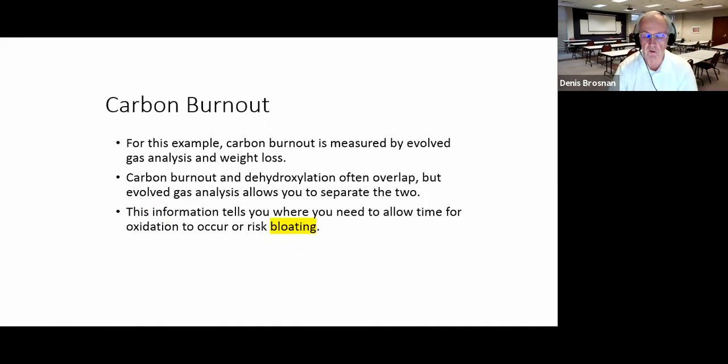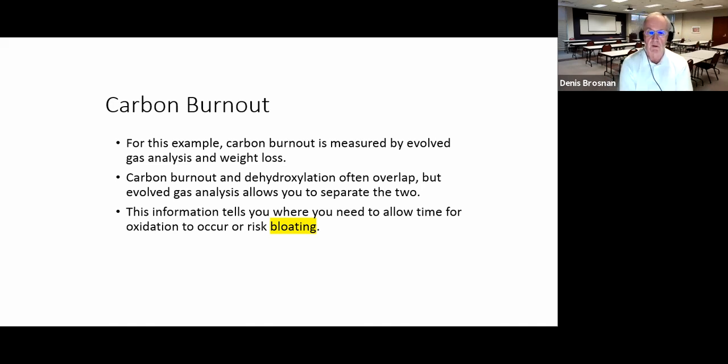It's important to burn the carbon out, or at least that was the thought in yesterday's world. Traditionally, people made bricks with what was called a clear burn. They burned all the carbon out so that the product was the same color on the inside as on the surface. Carbon burnout and dehydroxylation overlapped in temperature space, so that's what can happen.